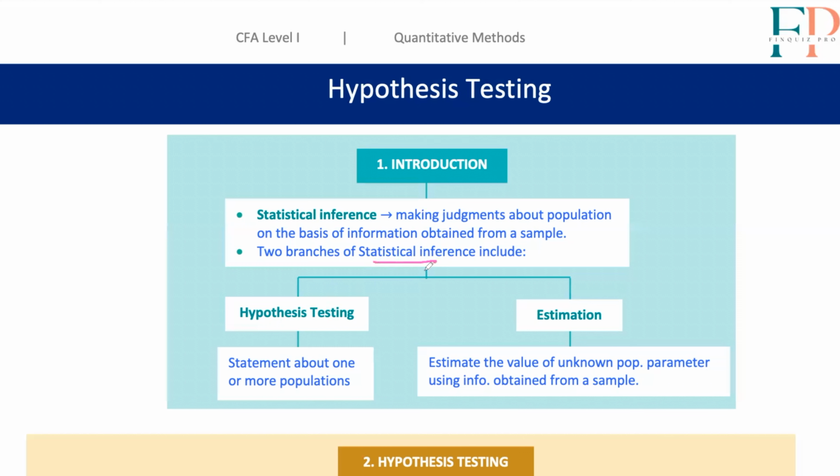In finance, statistical inference involves two main things: hypothesis testing and estimation. Hypothesis testing is where we make statements about a population using a sample, while estimation is about guessing the value of population parameters based on sample data. And guess what? We can make point estimates or interval estimates. Fancy, huh?